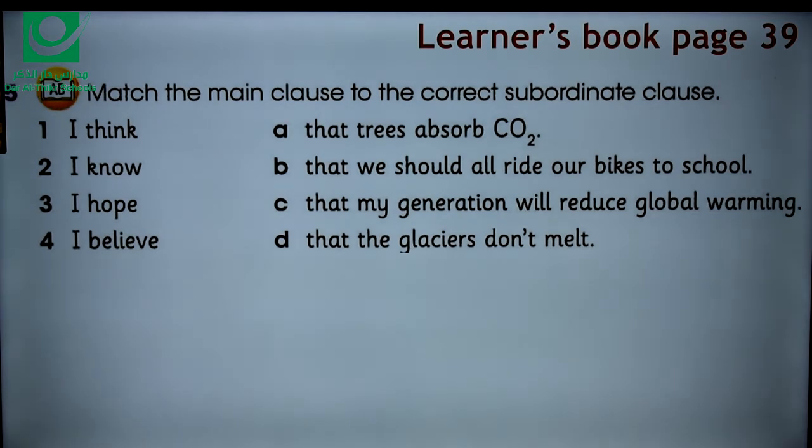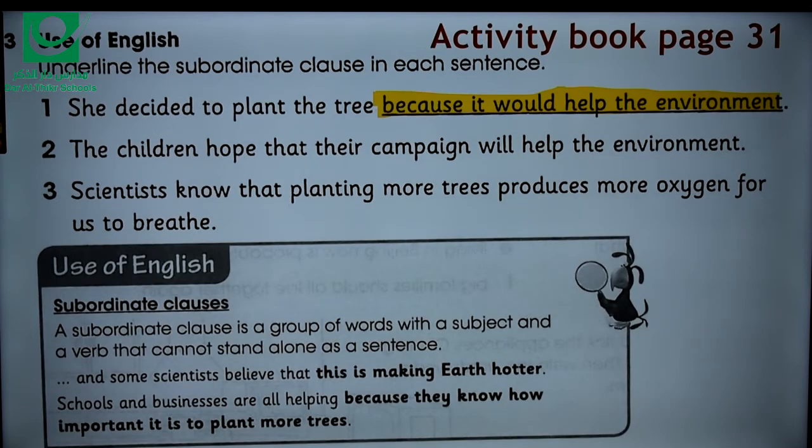I think, it goes with which one? Take your time and read. Yes, I think that we should all ride our bikes to school. You are going to continue with 2. Take your time. Yes, I know that trees absorb CO2. I hope, what? Yes, that glaciers don't melt. These ice mountains. I believe that my generation will reduce global warming.